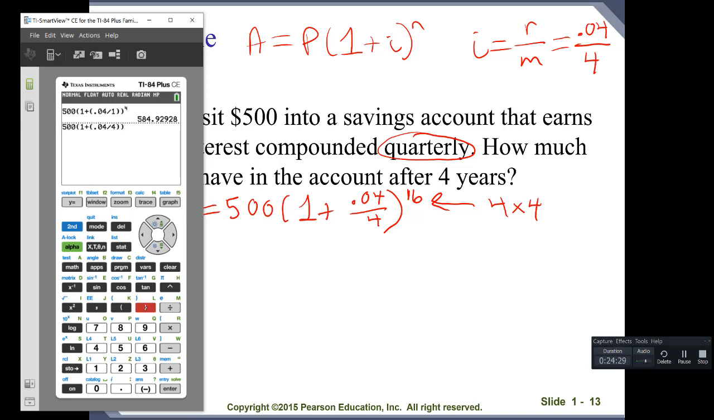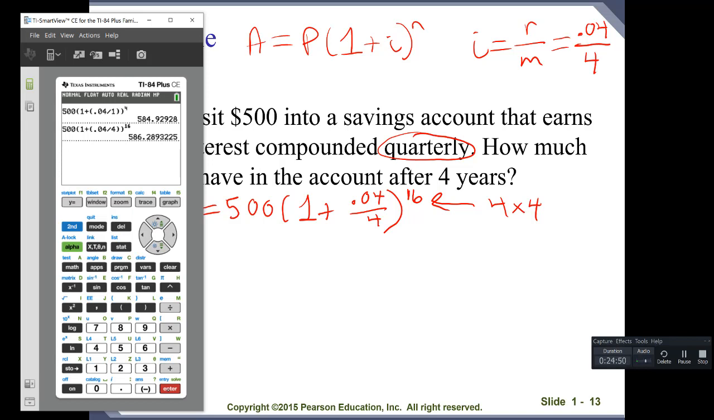Make sure we always have matching parentheses, the same number of outside as inside. And then I'm going to raise that to the 16th. I hit enter. And notice, if my interest is compounded quarterly, I'm going to have more money in my account at the end of 4 years.